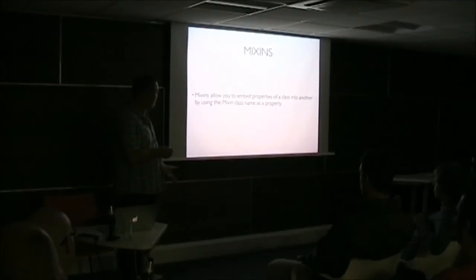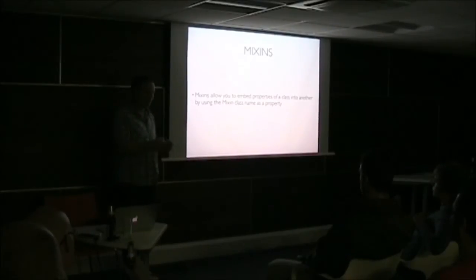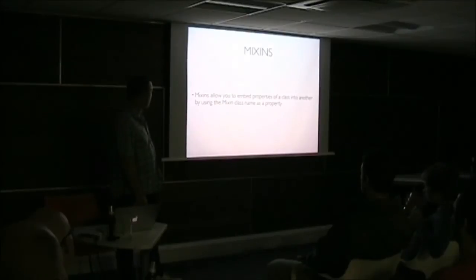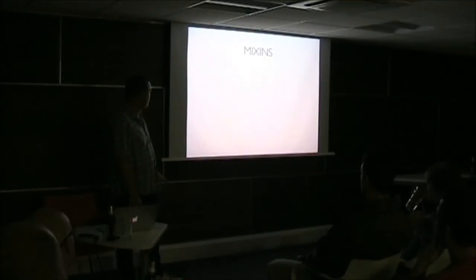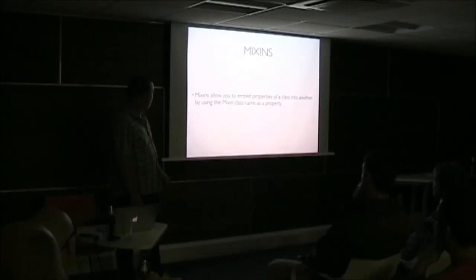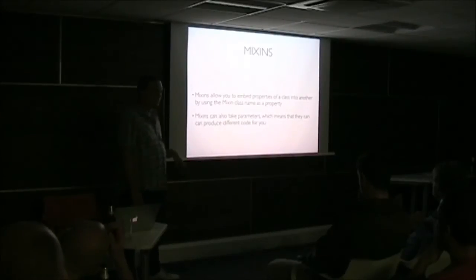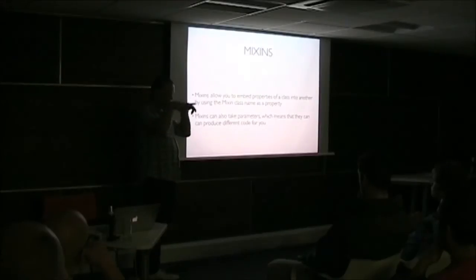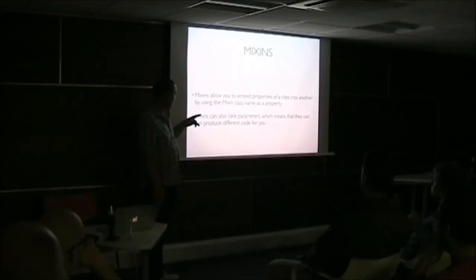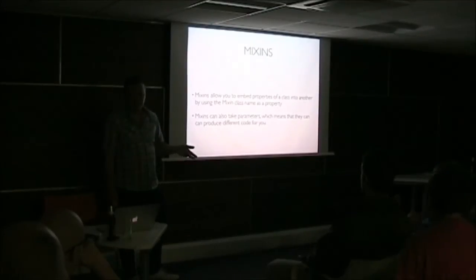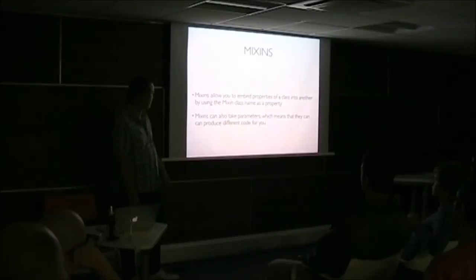Anyway, mixins allow you to embed the properties of a class into another class or another selector. That's the easiest way I can describe it, and that probably doesn't make an awful lot of sense until you see it. But basically you write a CSS class as normal, and then you can stick that class name inside another selector, and that selector will inherit everything that you've got in that class. Mixins can also take parameters, so you can pass in brackets after the class name a parameter or a number of parameters, and that means you can produce different results with the same mixin, which is quite handy, and we'll have a look at that in a second.